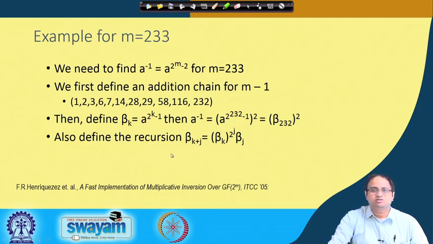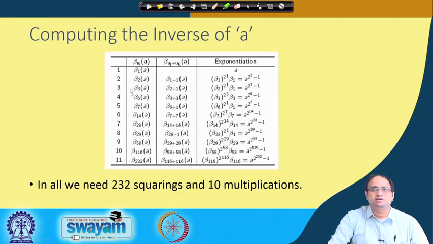Okay. So, let us try to see step by step how we can calculate these beta values to arrive at beta 232 and then finally get the inverse. So, what we do here is a corresponding tabular representation of how we can do that. We start with beta 1 a, which is a, and then we calculate beta 2 a.